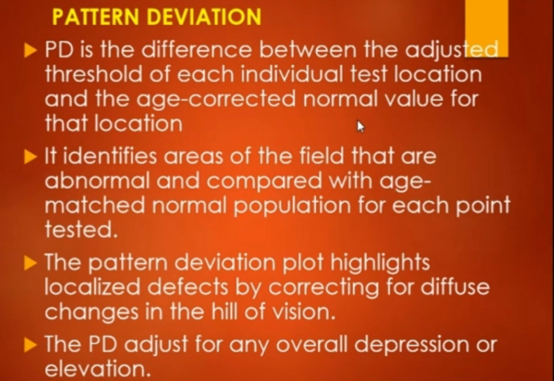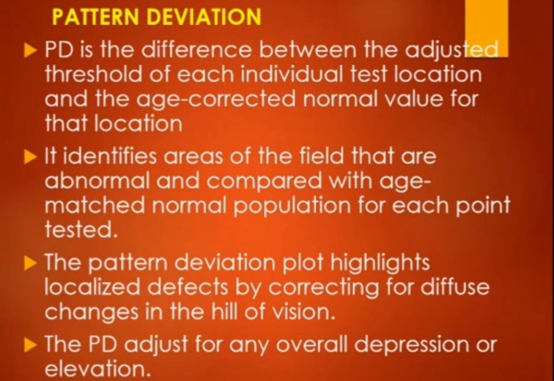So we talked about the pattern deviation earlier, which is the difference between the adjusted threshold of each individual test location and the age-corrected normal value for that location. So the pattern deviation gives us the exact depression within the field. It identifies areas of the field that are actually abnormal, compared with the age-matched normal population for each point tested. Like I said earlier, the pattern deviation plot highlights localized defects by correcting for diffuse changes in the field of vision.